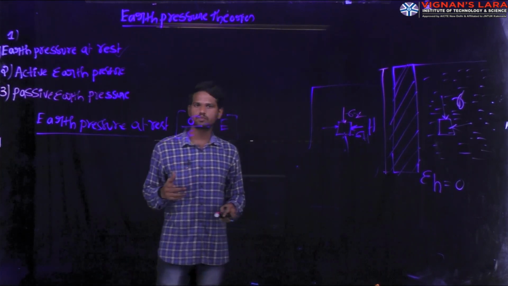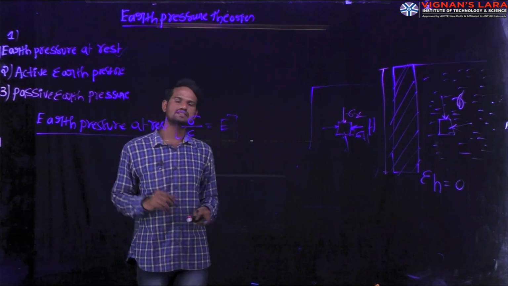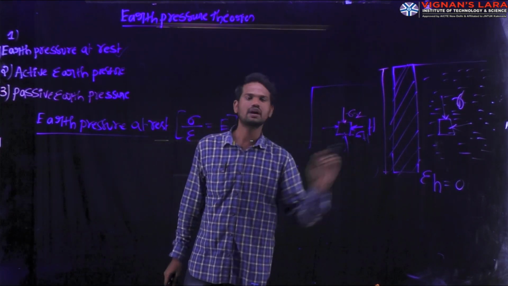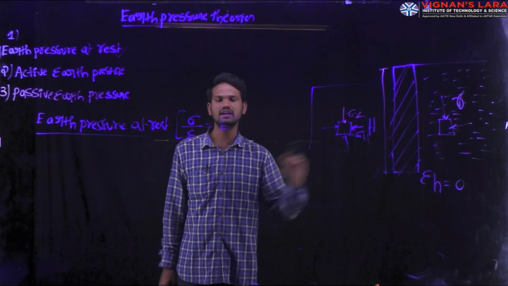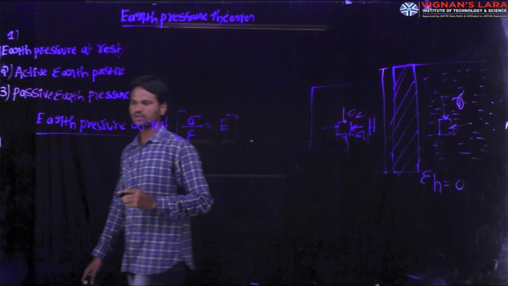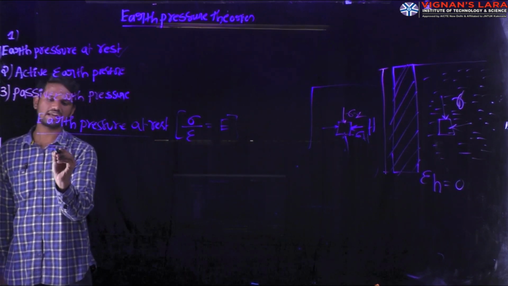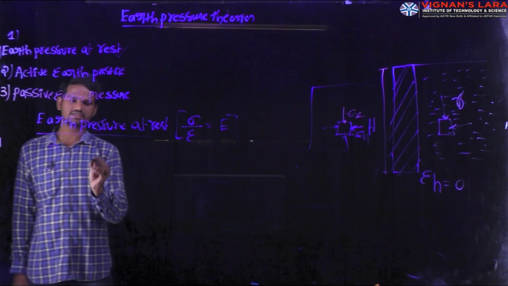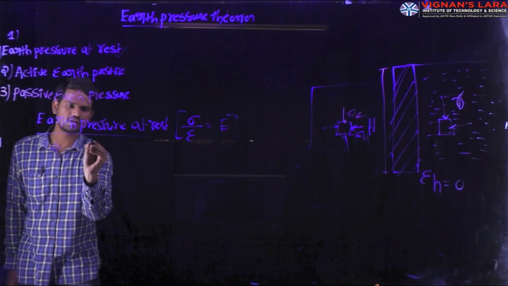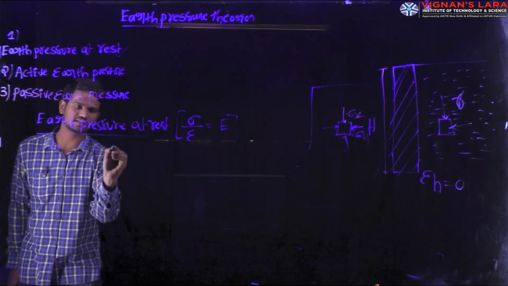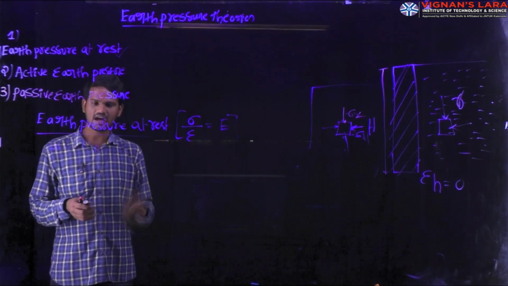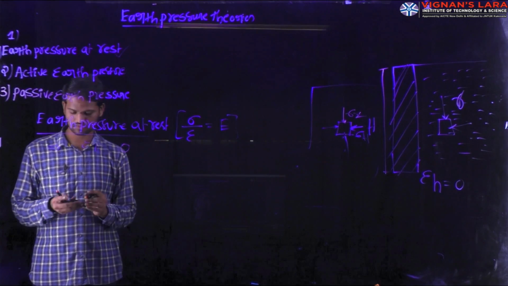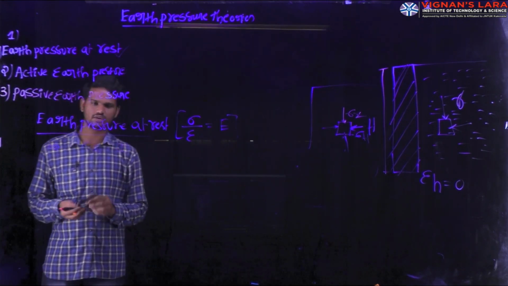Based on the elastic property of the material, the stress-strain relationship will vary. For earth pressure at rest condition, we are taking the horizontal strain equal to 0. From this concept, we are calculating the earth pressure at rest. Suppose I consider the strain in the horizontal direction equal to 0, that means epsilon h equals 0.